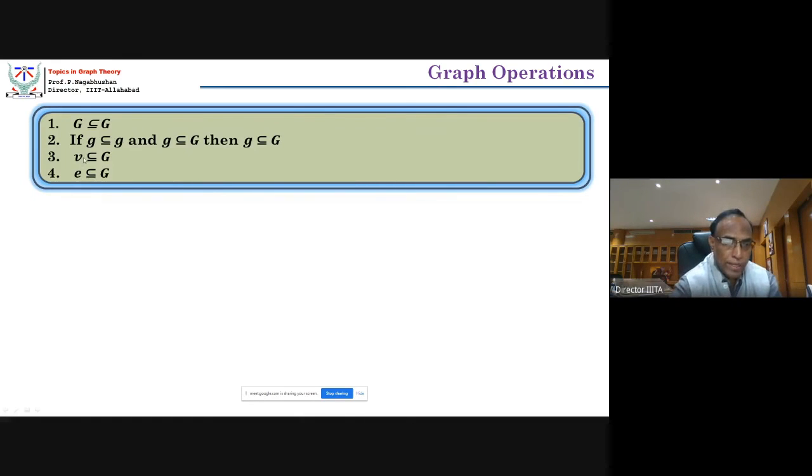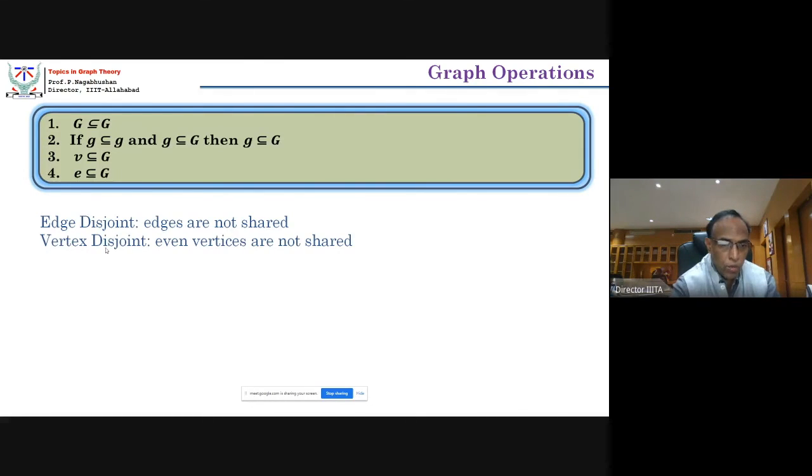So every vertex is a subset of G, every edge is a subset of G. When I say it is an edge, you should know that it comes with the two end vertices. Edge disjoint: edges are not shared. Vertex disjoint: even vertices are not shared.